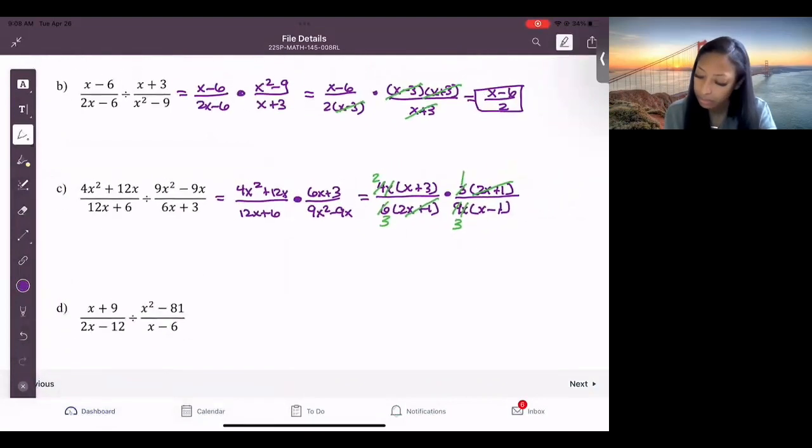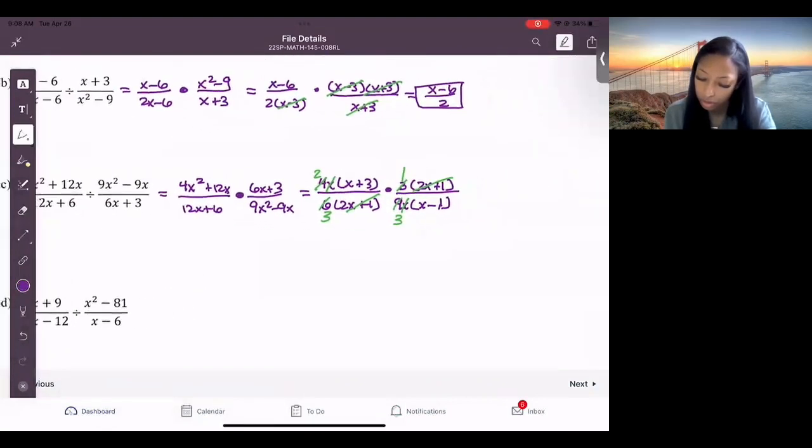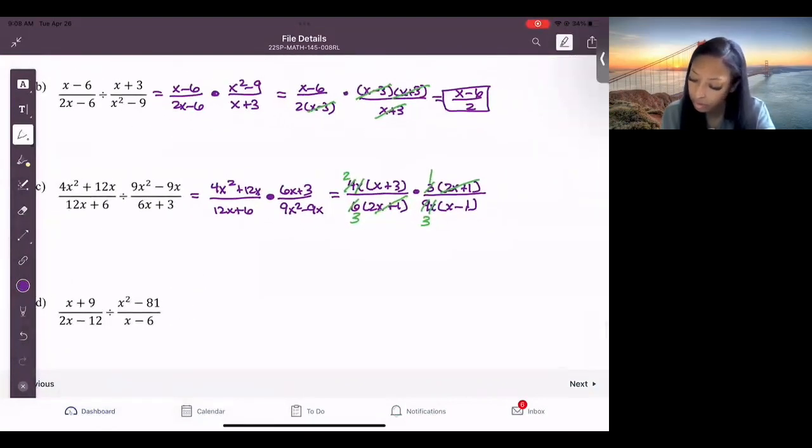I'm running out of space to the right. So this is in the numerator. We have a 2 times x plus 3. And then over 3 times 3, so 9, x minus 1.